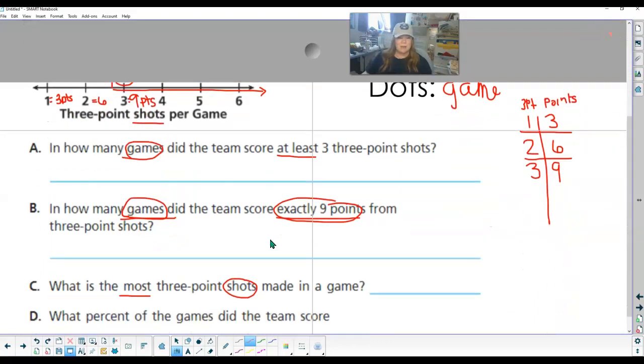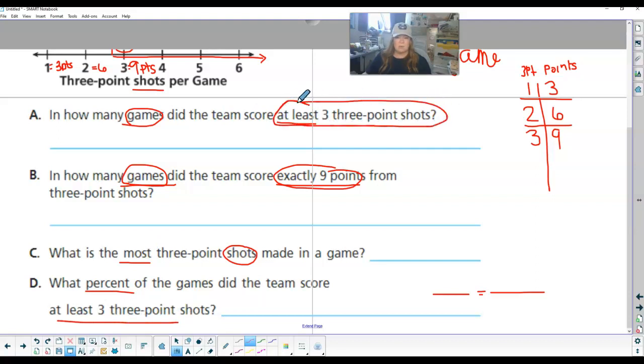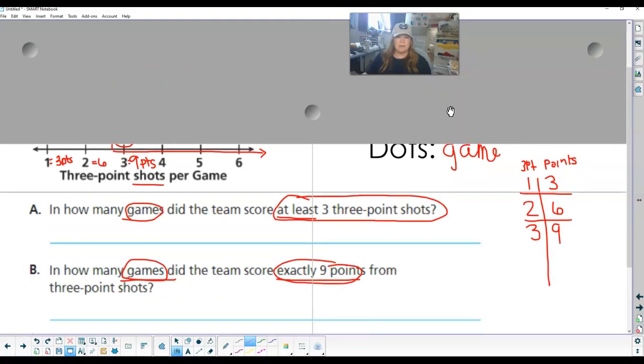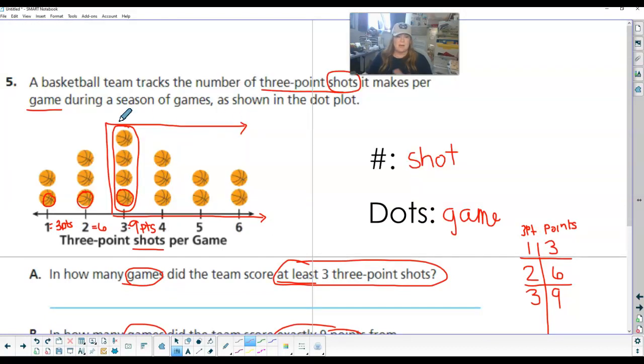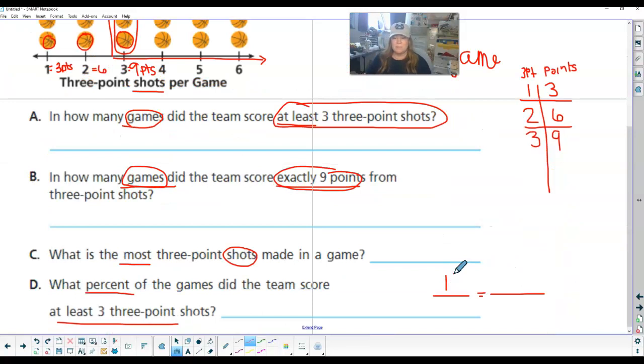Okay. All right. And our last one, D, what percent? Oh, so we've got to do percent at some point. Of the games did the team score at least 3 3-point shots? Well, right here we said how many 3-point shots they did. We counted, right, all of our 3 or more, and we came up with 11. Hopefully you came up with 11. So telling you number or letter A if you weren't paying attention.